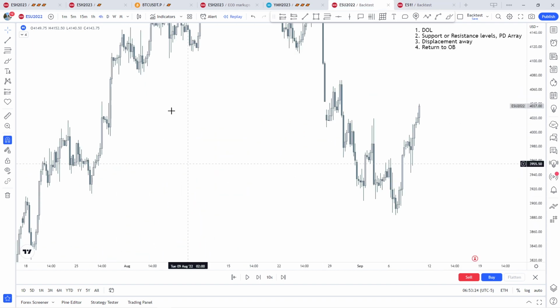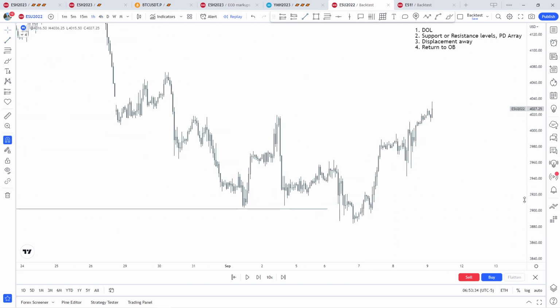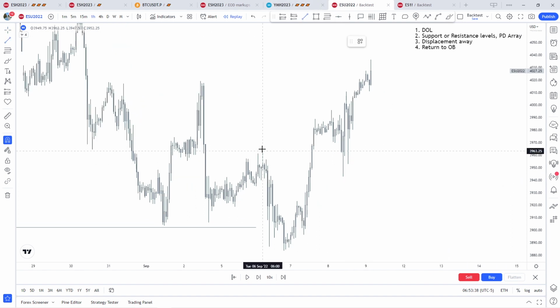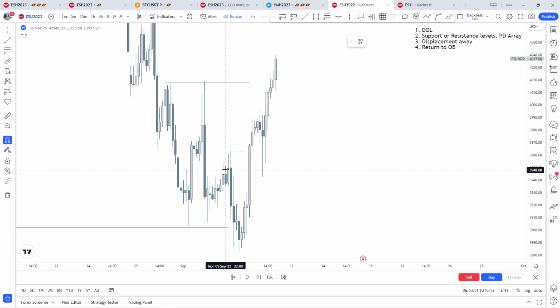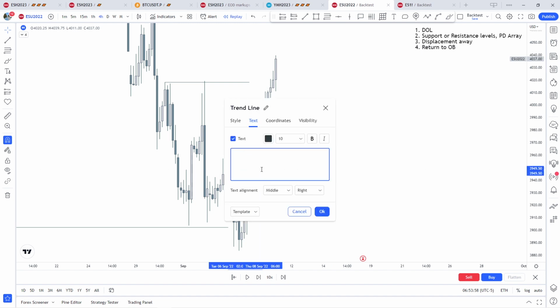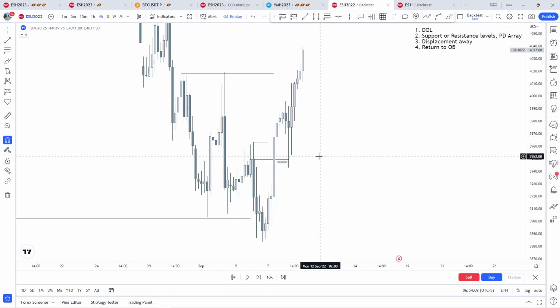All right, second situation. We're coming off of a reaction off of this old order block. First consolidation right here, our first target. Second target, the clear equal highs. Then we're also going to use this breaker block. Annotate this one, breaker. So now I have our draw on liquidity that led to our bias. Our bias is bullish here.